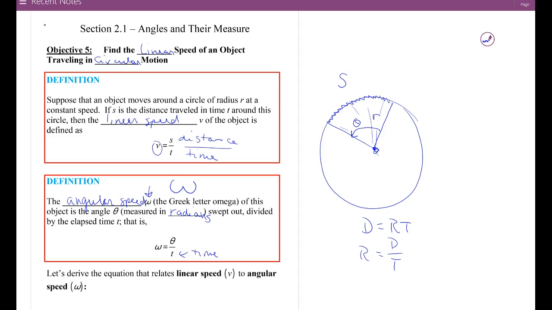Since the theta needs to be in radians, which are dimensionless, omega has kind of odd units. So it will have units of time to the -1. So it will be like seconds to the -1 or minutes to the -1. So it's going to look kind of strange.